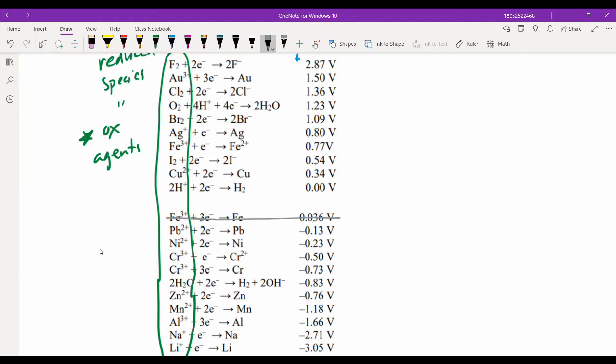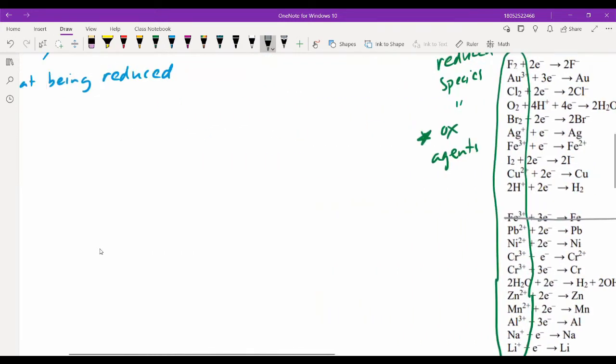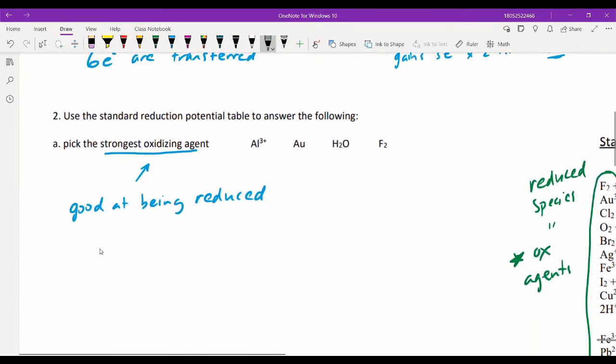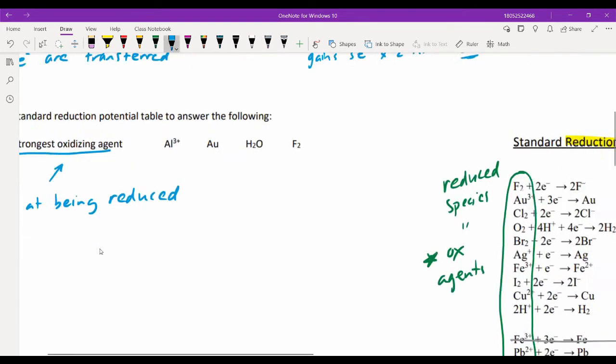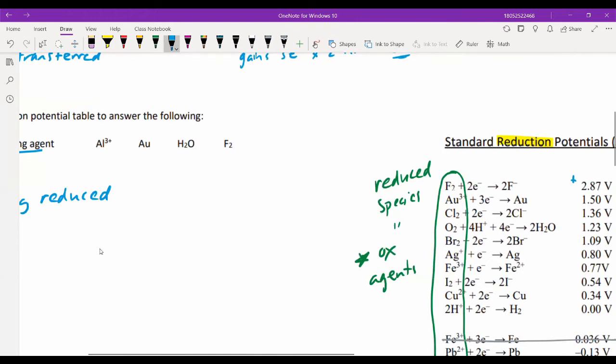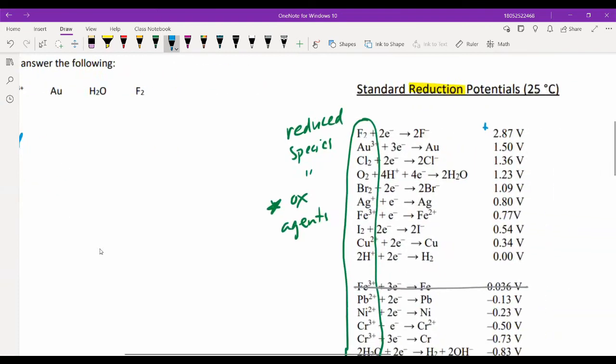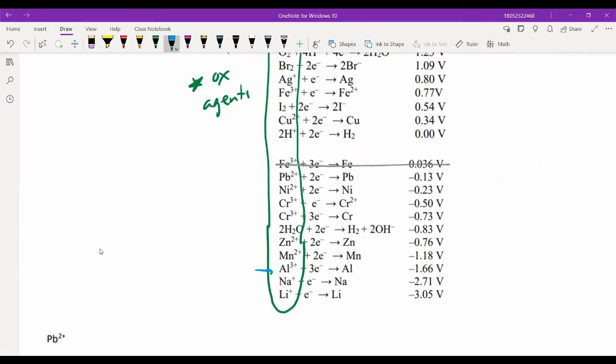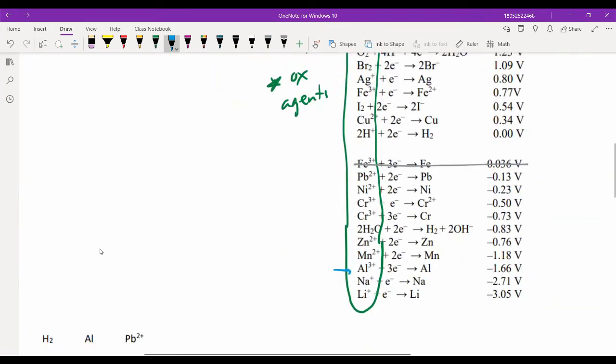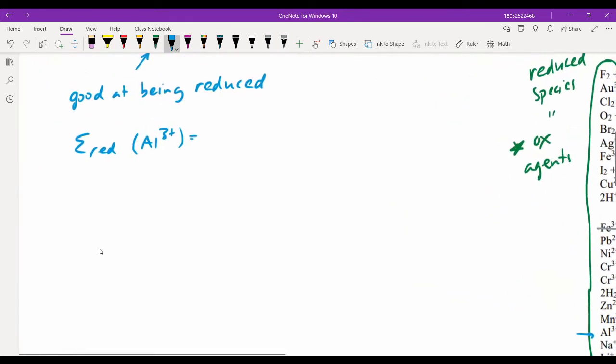Okay, so let's see. Strongest oxidizing agent, good at being reduced. Well, how do we tell it's good at being reduced? That's where the numbers come into play. So we have aluminum 3+. Let's look at the reduction potential for that. Reduction potential of aluminum 3+, if we find that, is going to be negative 1.66. That's not really good at being reduced. That number is negative, which means it doesn't really want to happen.